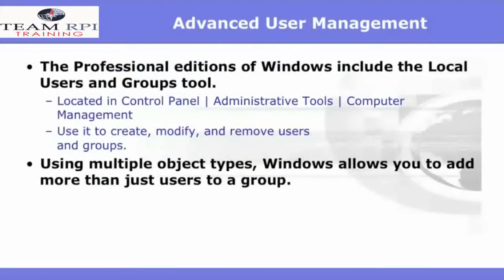The professional editions of Windows include the Local Users and Groups tool. This is located in the Control Panel under Administrative Tools and Computer Management. You'll use this to create, modify, and remove users and groups. Using multiple object types, Windows allows you to add more than just users to a group.